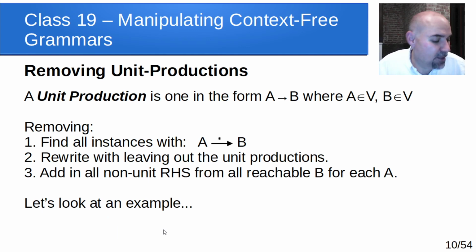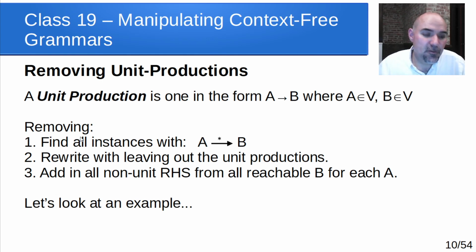Okay, now another type of manipulation that can be desirable to get rid of are what are called unit productions. And what a unit production is, it's one in the form where we have a variable producing another variable directly. In other words, think about this as like a function call, and what that function does is it just calls another function. That's it. So it doesn't make any progress on terminals or generating anything. It's just a variable being replaced by another variable.